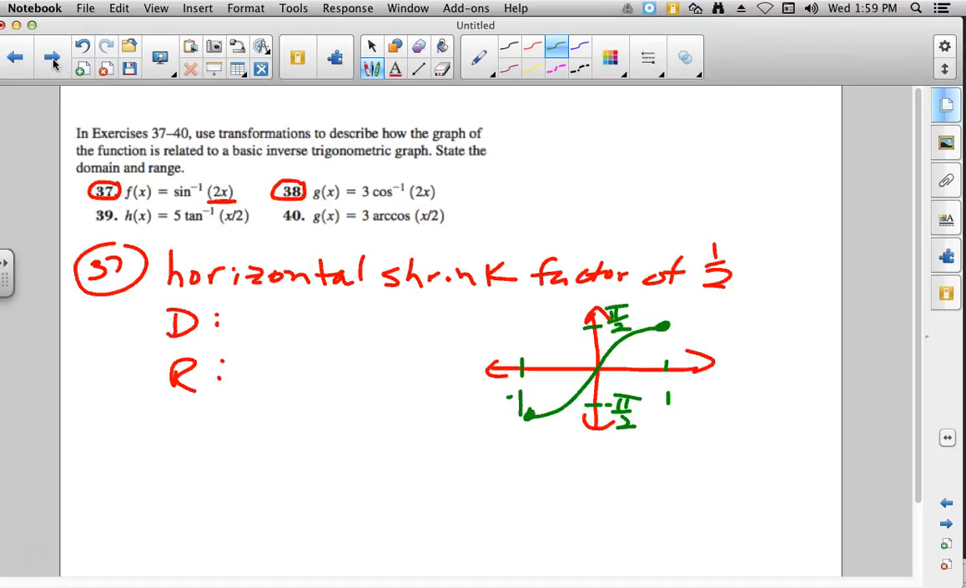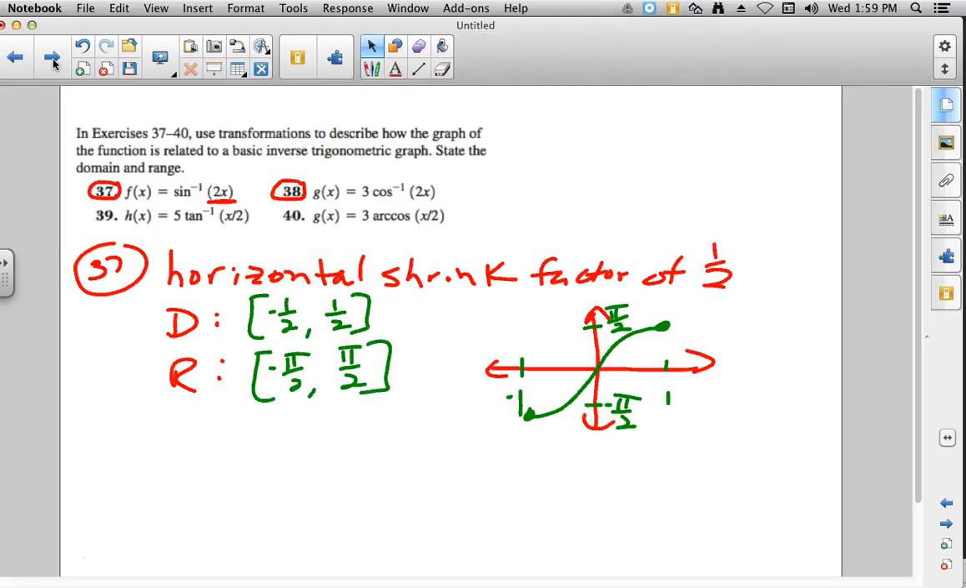So now, the domain. Well, the domain is the x values, and the x values we said were going to be shrunk by 1/2. So normally they'd be negative 1 to 1, but if we multiply those by 1/2, then it's going to shrink it to negative 1/2 and 1/2. Does absolutely nothing to the range. We're still going to have a negative pi over 2 and a positive pi over 2. Nothing has been affected there.